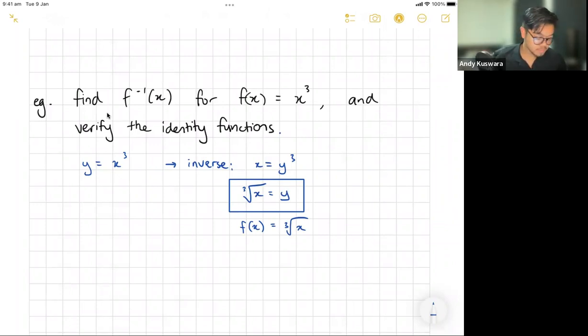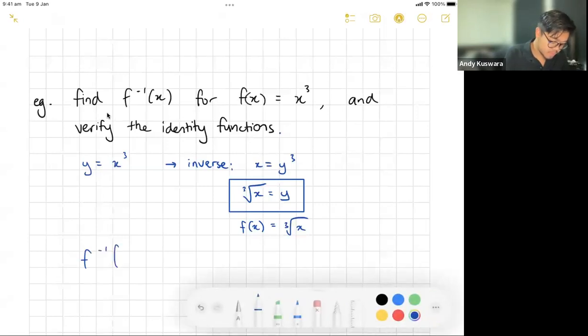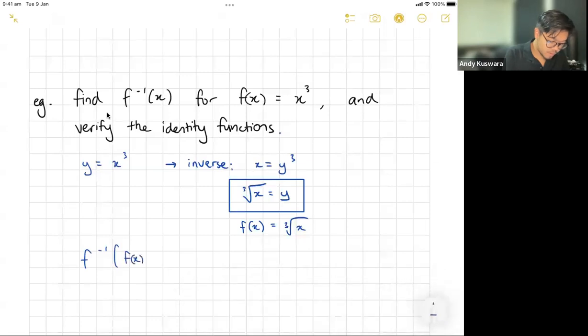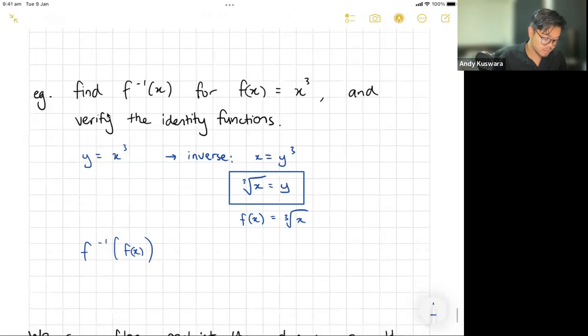Now, if I want to verify the identity functions, all I'm trying to say is if I take f of, or let's do this one. I can pick either one. For this case, I'm just going to pick this one. So I'm going to take the inverse function, and I'm going to substitute in my original function. So let's see what happens.